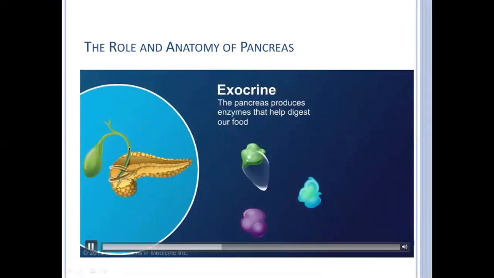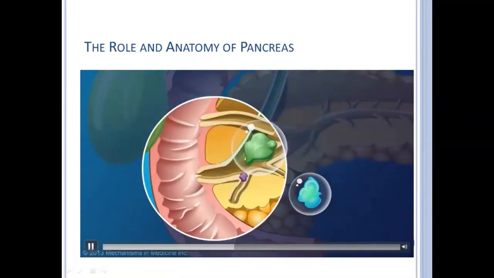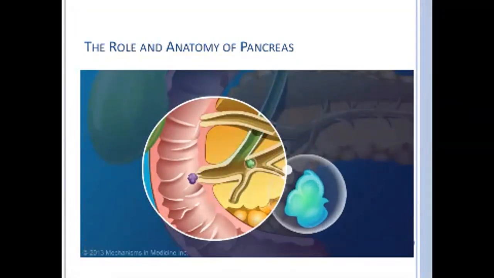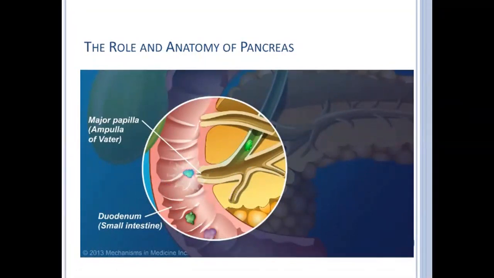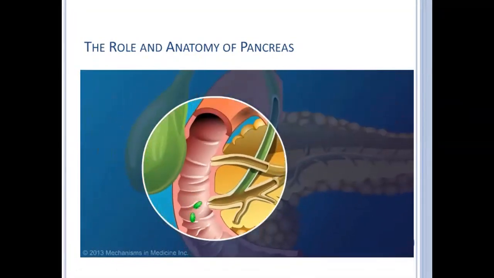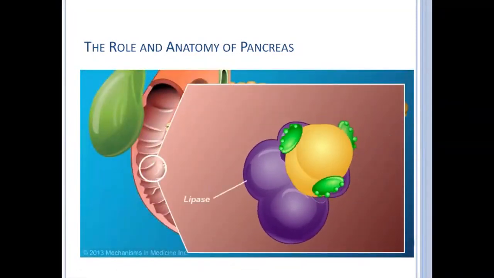Because these digestive enzymes are so powerful, they are wrapped in a protective layer while they are in the pancreas. To reach the gastrointestinal tract, the digestive enzymes travel through the pancreatic ducts and are eventually released into the duodenum at the major papilla, also known as the ampulla of Vater. Once they are completely out of the pancreas, the protective layer is removed and the enzymes become active. Bile from the gallbladder also enters the duodenum at the major papilla. Bile breaks apart fat into smaller fat droplets, which are easier for lipase to digest.